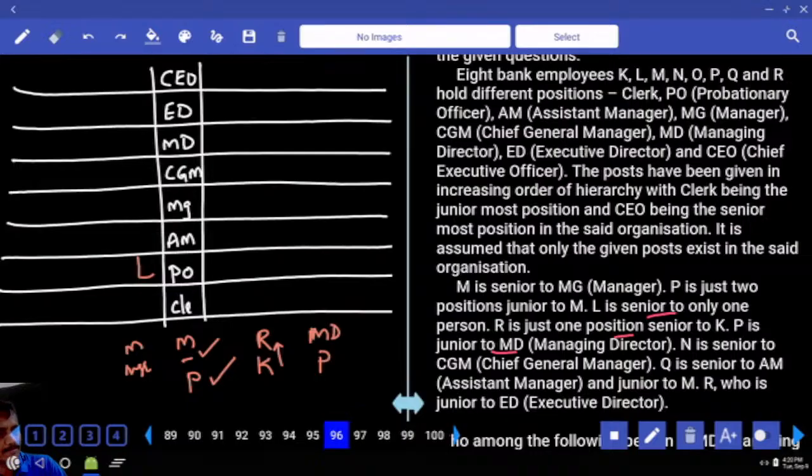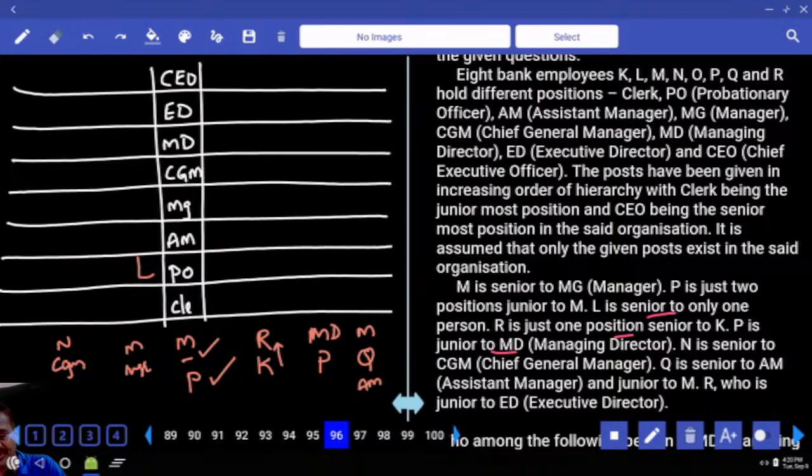Then next one, N is senior to CGM. Then Q is senior to assistant manager, and Q is junior to M. R is junior to ED. Now this is the information we have.